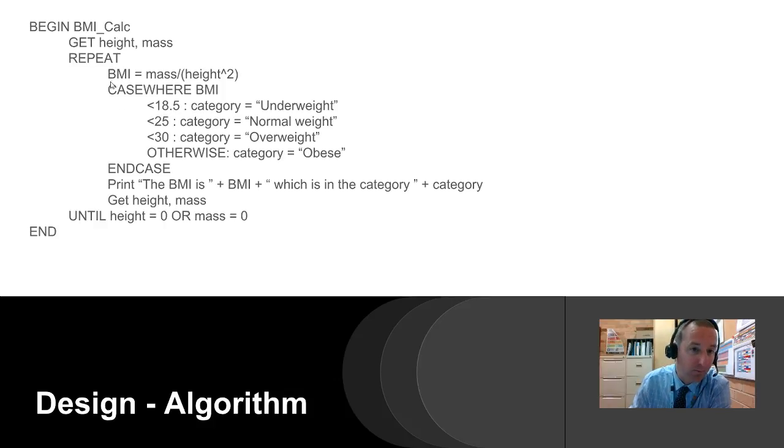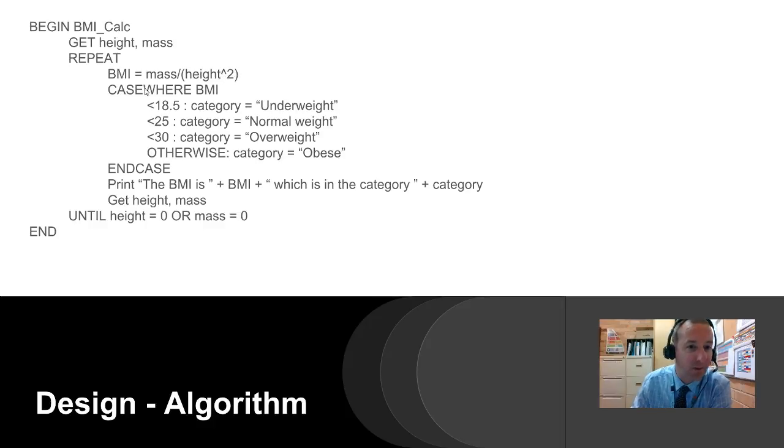So within this loop, within the repeat until, you can see we're doing the calculation for BMI. So we're taking mass divided by height squared. That little symbol there is generally used in computers for squared. You could do height times height in this little bracket section as well.